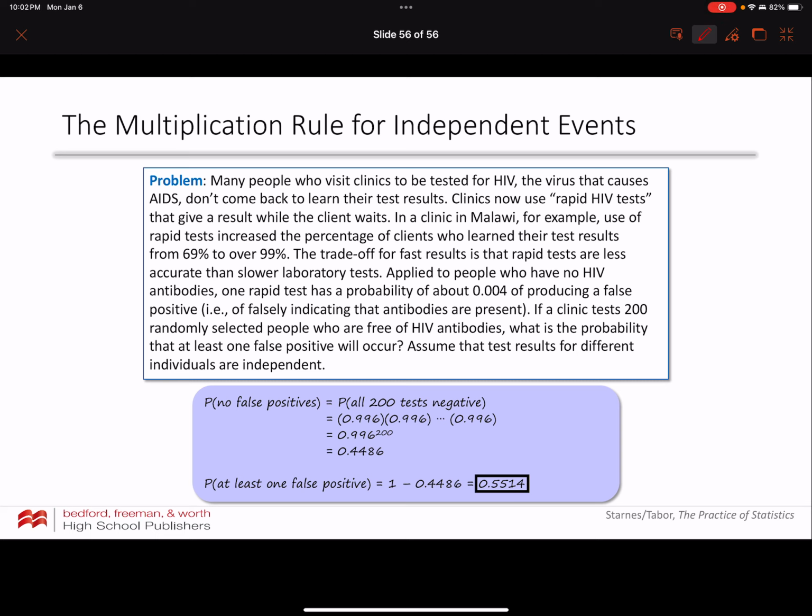So think about it. There's a very, very good chance that if I test 200 people who don't have HIV, I'm going to have at least one false positive. That means there's a lot of false positives. When I say a lot, I mean relatively a lot, right?